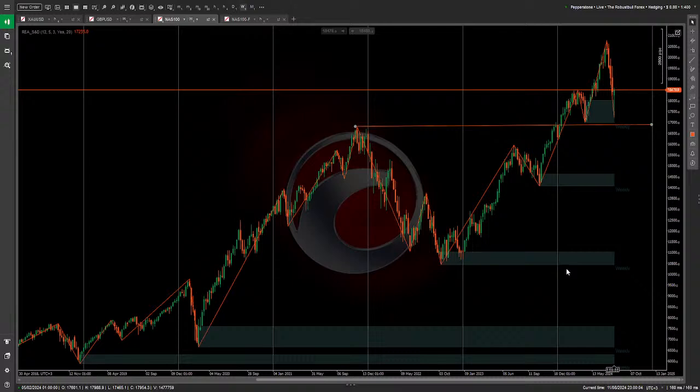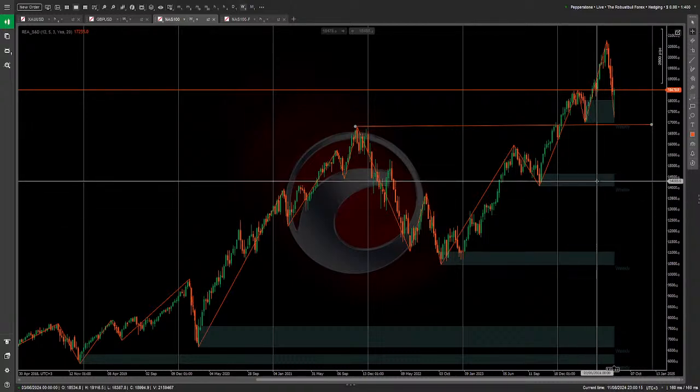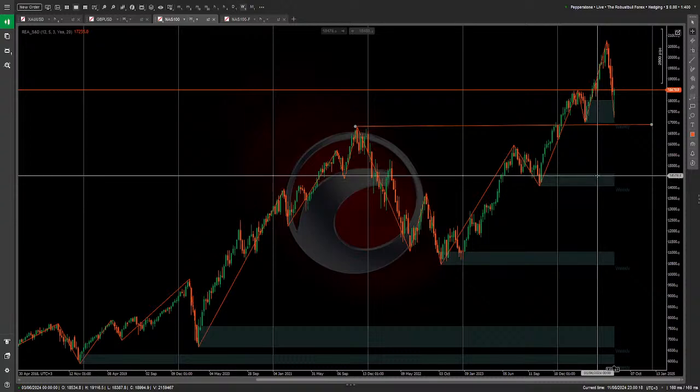So where is our take profit? Where is it going to be? On the Nasdaq, I'm seeking to go short until we reach this zone here. Nasdaq short until this zone here. Beautiful.